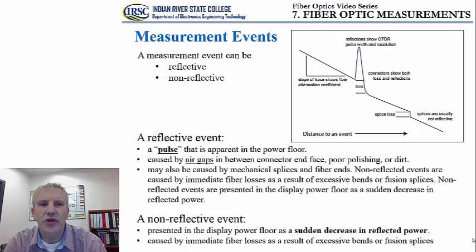And finally, a little bit more terminology related to the measurement using OTDR. Measurement events that occur during the OTDR measurements can be classified as reflective or non-reflective. In the case of a reflective event, we are dealing with a pulse type of response on the screen of the OTDR that's caused by air gaps, for example, that exist between the connector end faces due to poor polishing or dirt. It can also be caused by mechanical splices, fiber ends, etc. On the other side, a non-reflective event is going to be displayed as a sudden decrease in the reflected power that can be caused by splices or excessive bends, etc.